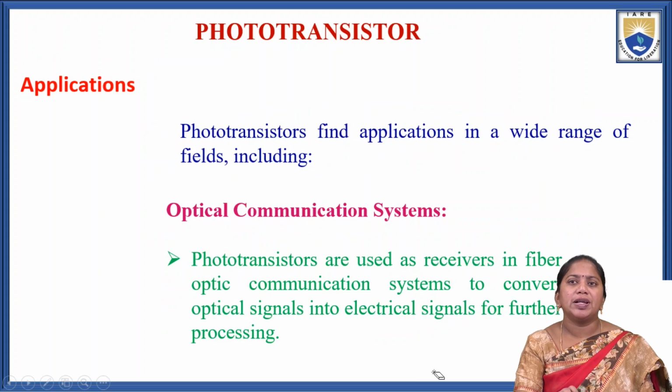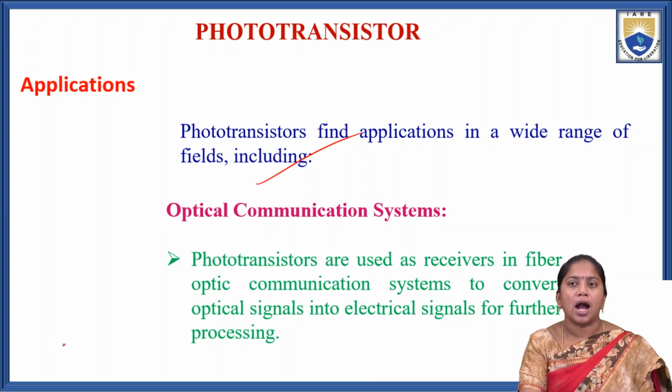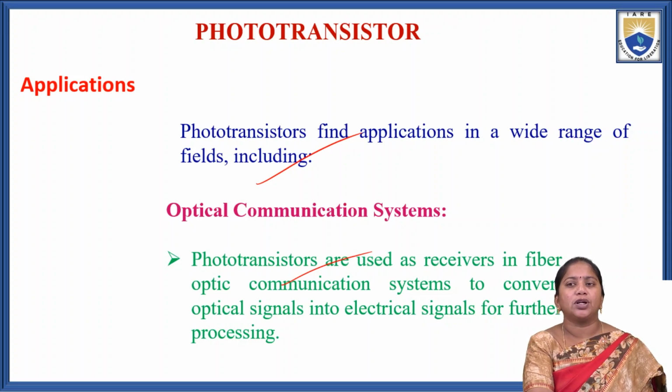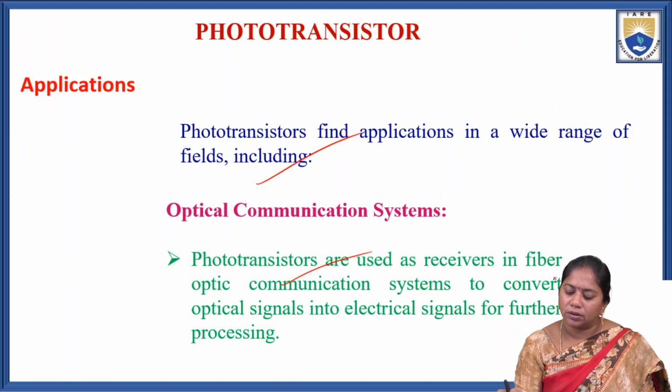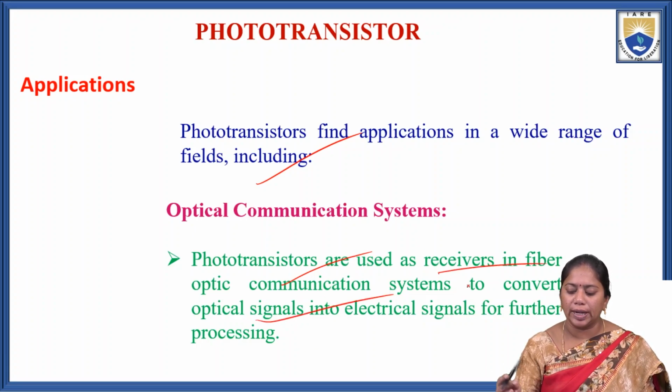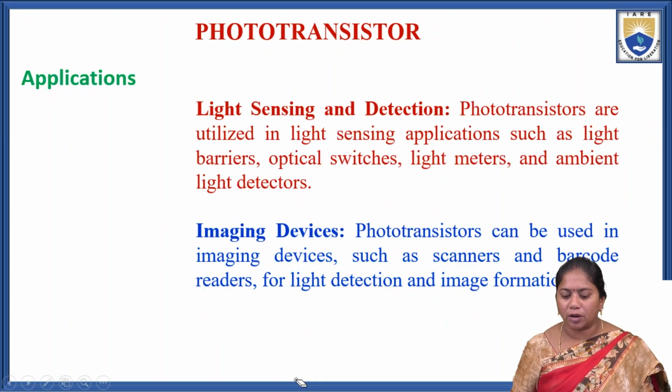Applications of the phototransistor. Phototransistors find applications in a wide range of fields, including optical communication systems. Phototransistors are widely used as receivers in fiber optic communication systems, to convert the optical signals into electrical signals for further processing in optical fiber communication.